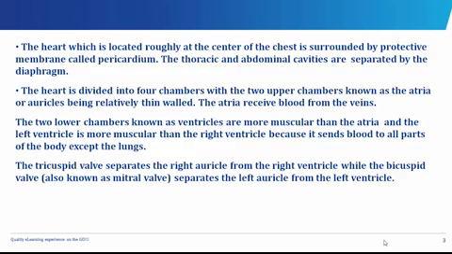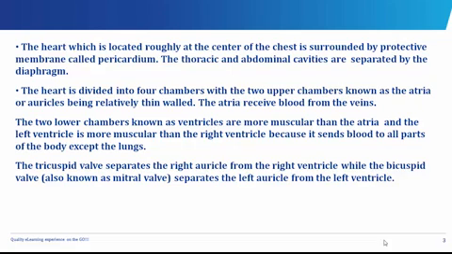These valves are arranged in such a way that they prevent the backflow of blood from where it's coming from. Blood is meant to flow in a unidirectional manner. Now there are different valves. There is a valve that demarcates the right ventricle from the right atrium. There is one that demarcates the left ventricle from the left atrium, and there is yet another valve that demarcates the ventricles from the great vessels, the pulmonary vessels.